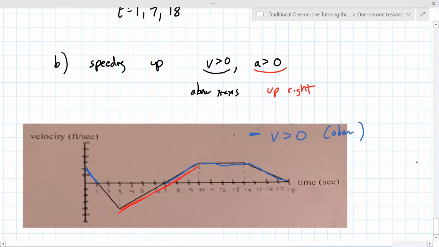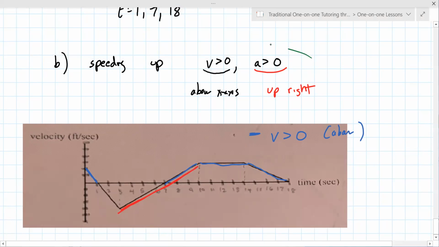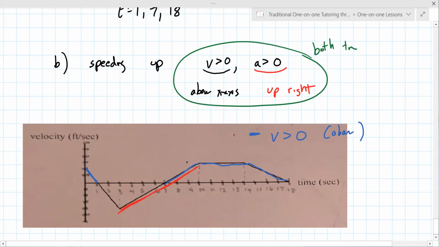So you have to figure out where these are both true. We'll use the green to denote both true. And that's only in this window right here, because it's both going up and to the right and it's above the x-axis. But there's more. That's only the first case.